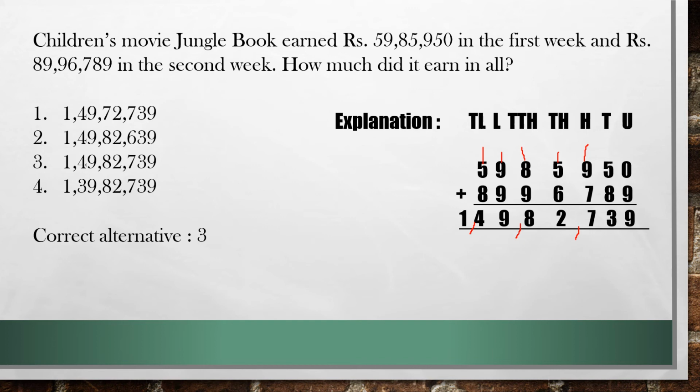We will move on to the thousands place. Where is 82,000? Option number 2 and 3 have it, right? Then we'll go to the hundreds place. 739. 739 is in option 3. The correct alternative is option number 3, that is 1 crore 49 lakhs 82,739 rupees in all. Understood?